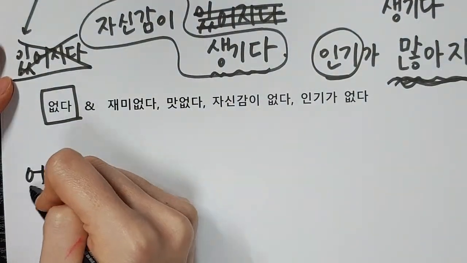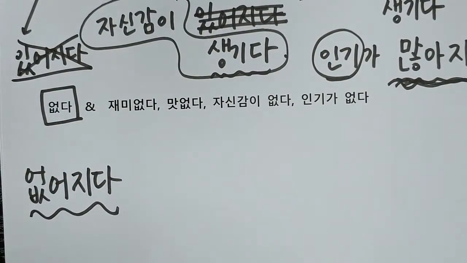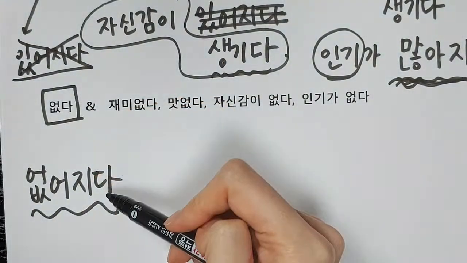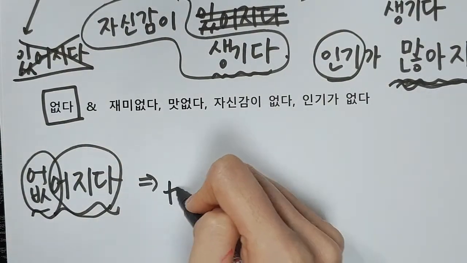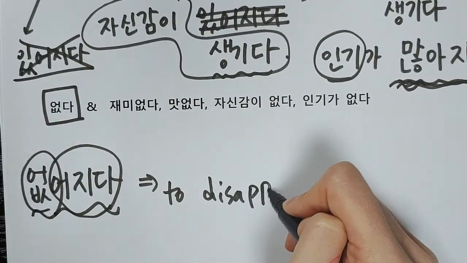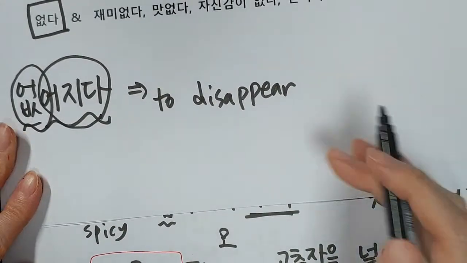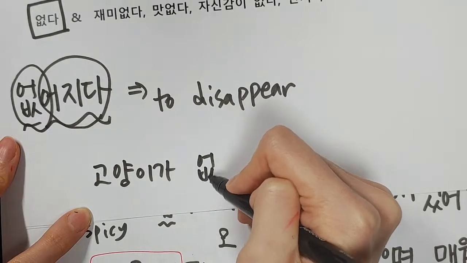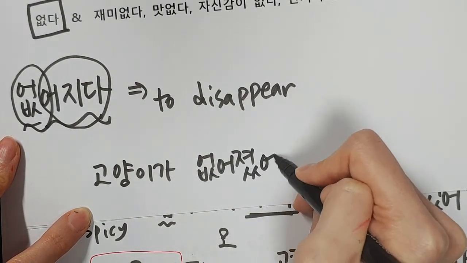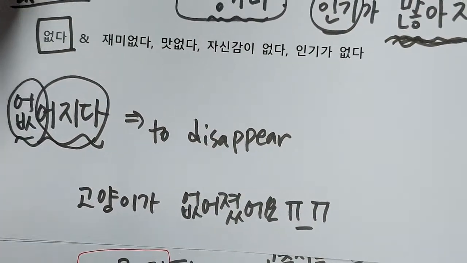Whereas 없다 plus 아어지다 is actually a common verb itself. So 없어지다. Could you guess what this means? It means to become not there, so it means to disappear. 없어지다. For example, if you want to say, oh, I lost my cat, you can say 고양이가 없어졌어요. My cat disappeared. 없어지다 is used a lot, 엄청 많이 쓰여요.